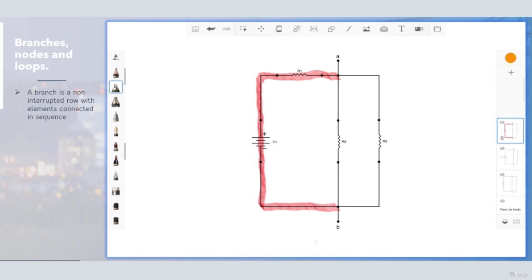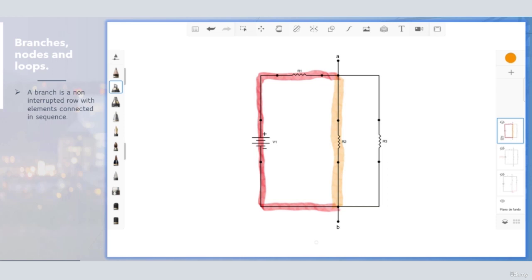So let's check if we have more branches. Continuing from A, I will draw a continuous line passing through resistor 2, and when I get to this point B, my line is interrupted and divided into two other lines. The first goes to the voltage source V1 and the second goes to resistor 3. So that means in orange we have the second branch composed of one element, and this is resistor 2.